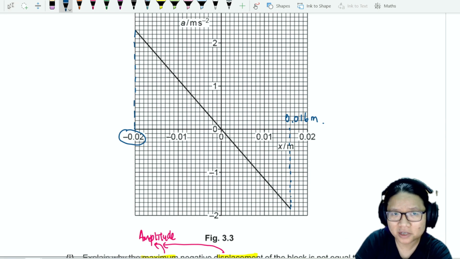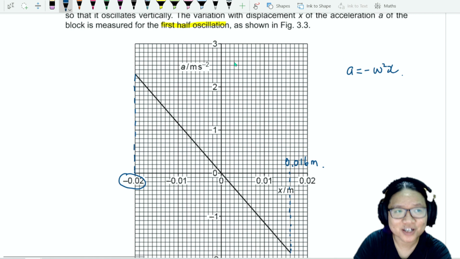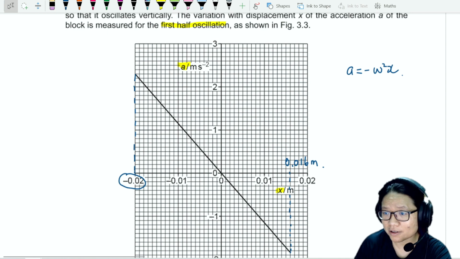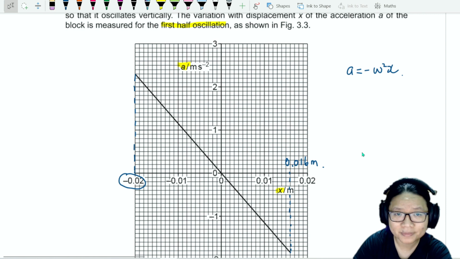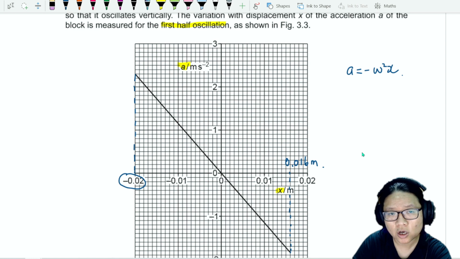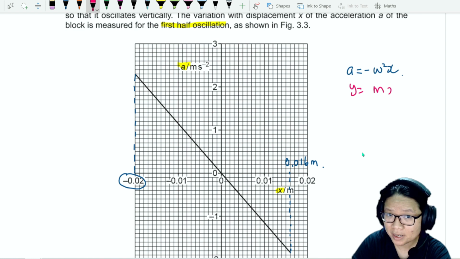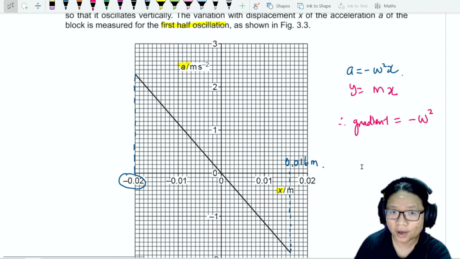Remember how I say you must know the general equation for simple harmonic motion, which also happens to be the equation for this graph. This is a against x, which is why if you want to find omega, you can substitute a value inside, or you could look for gradient, which I will do now. Your omega squared, you compare with the equation y equals mx. Hence, gradient is equal to negative omega squared.